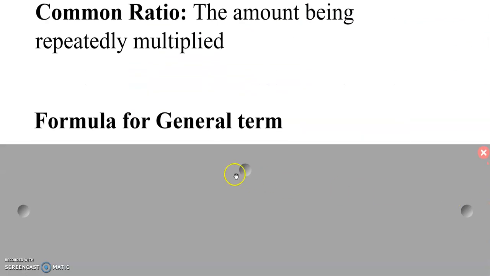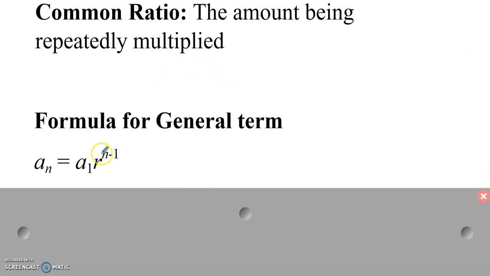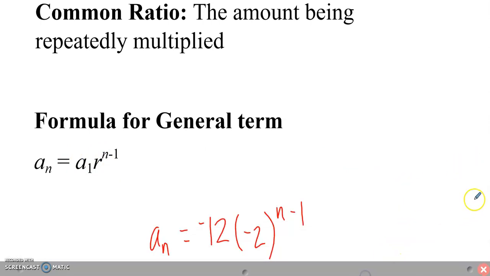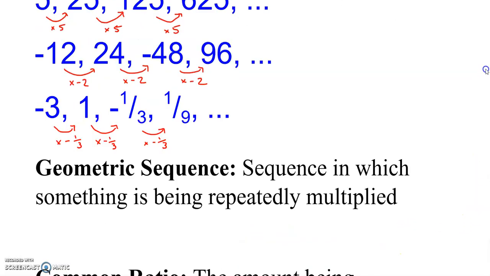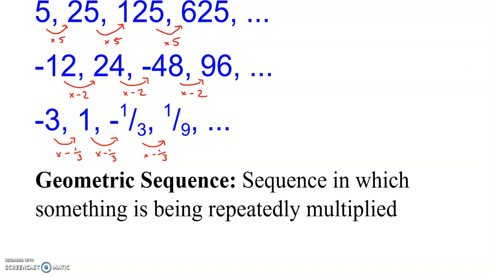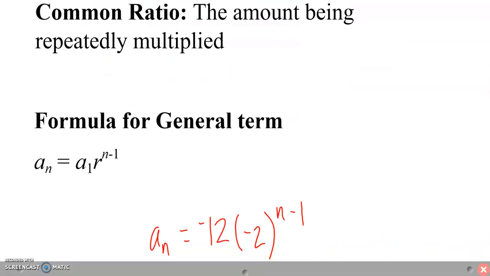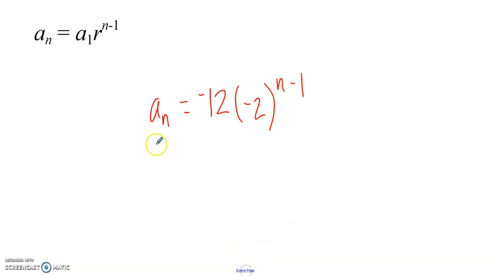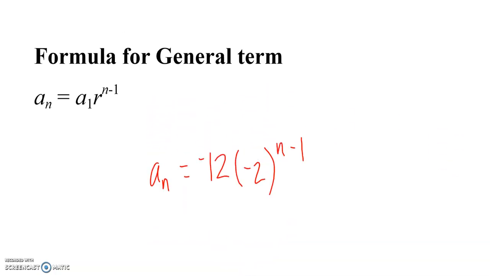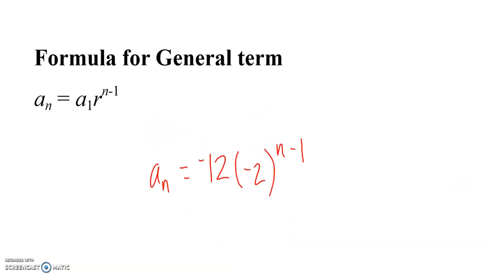So you can see you always multiply by that common ratio one less time than the term number, which is why the exponent here of r is n-1. So the formula for a general term is the first term times r to the power of n-1. So for that second sequence here, the first term is -12, and the common multiplier is -2, so this is what the formula looks like for that second sequence.